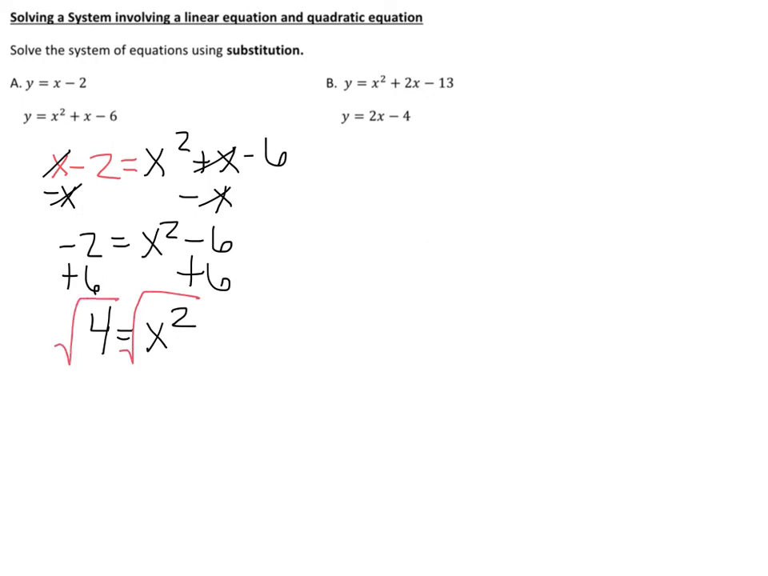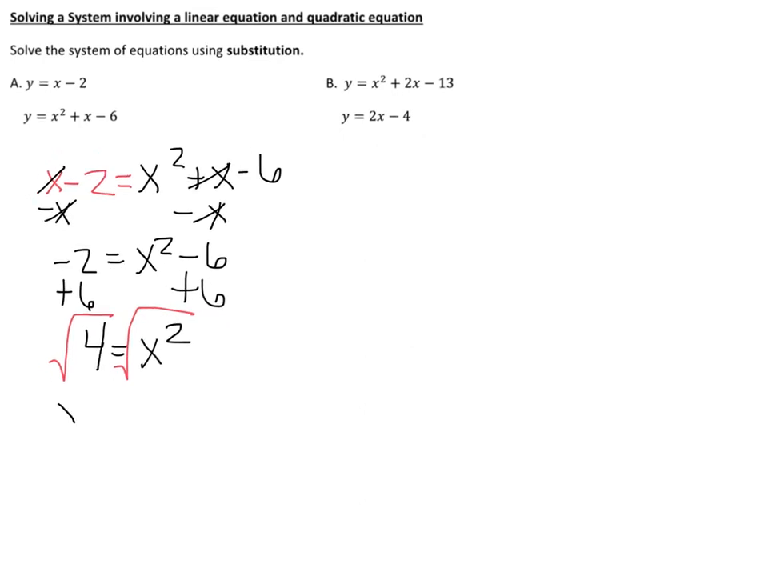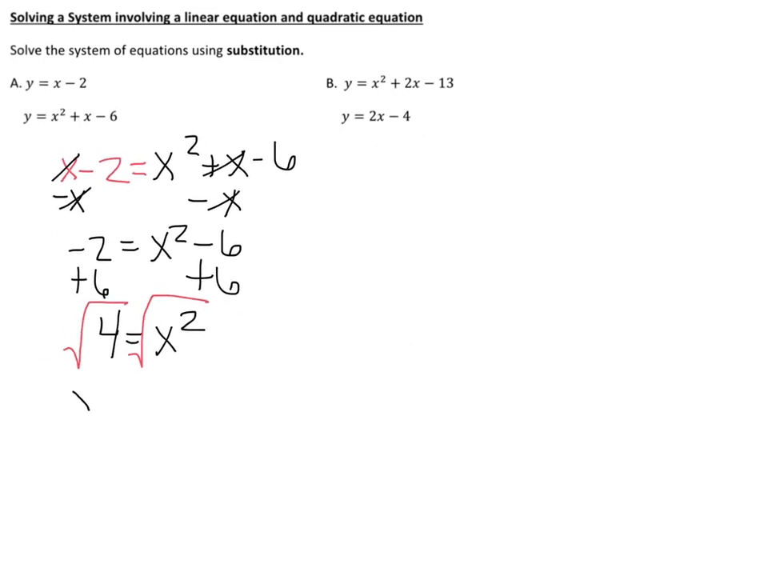So in this case, I'm going to end up with x equals positive 2 and negative 2, because remember when we take the square root, we have a positive value and a negative value. And so what we have to do here, that means we're going to have 2 points that we end up with in the end.